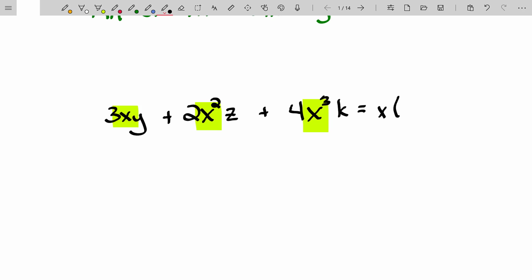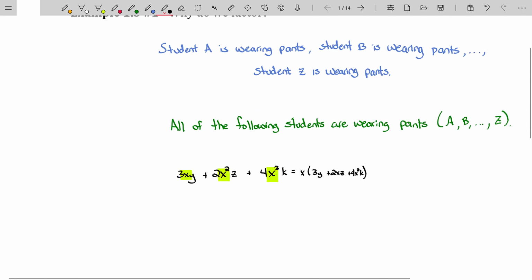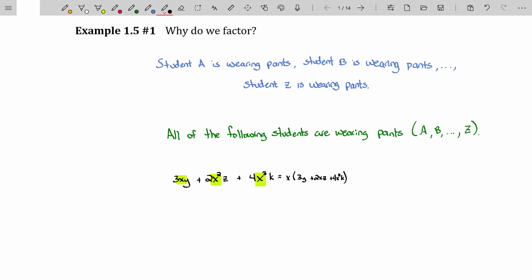And if you factor that x out, you'll be left with 3y plus 2xz plus 4x squared k. So you obviously know how to factor because you're in a college algebra class, but that's why we actually factor. We're trying to reduce the amount of repeatability in what we say. We do it all the time in language, and we'd like to do that in mathematics.